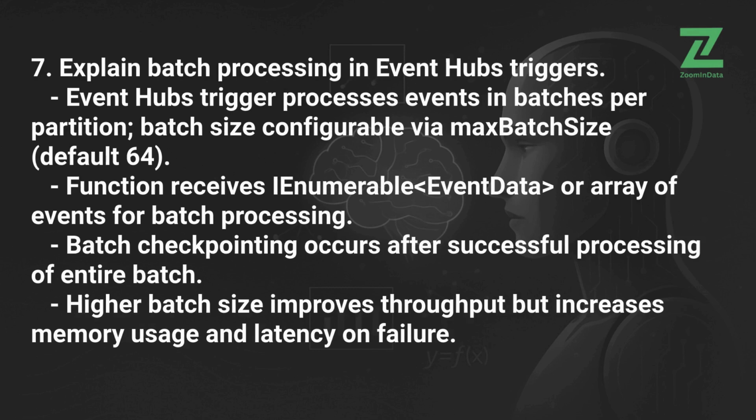7. Explain batch processing in Event Hubs triggers. Event Hubs trigger processes events in batches per partition. Batch size is configurable via maxBatchSize, default 64. The function receives an IEnumerable of EventData or an array of events for batch processing. Batch checkpointing occurs after successful processing of the entire batch. Higher batch size improves throughput but increases memory usage and latency on failure.